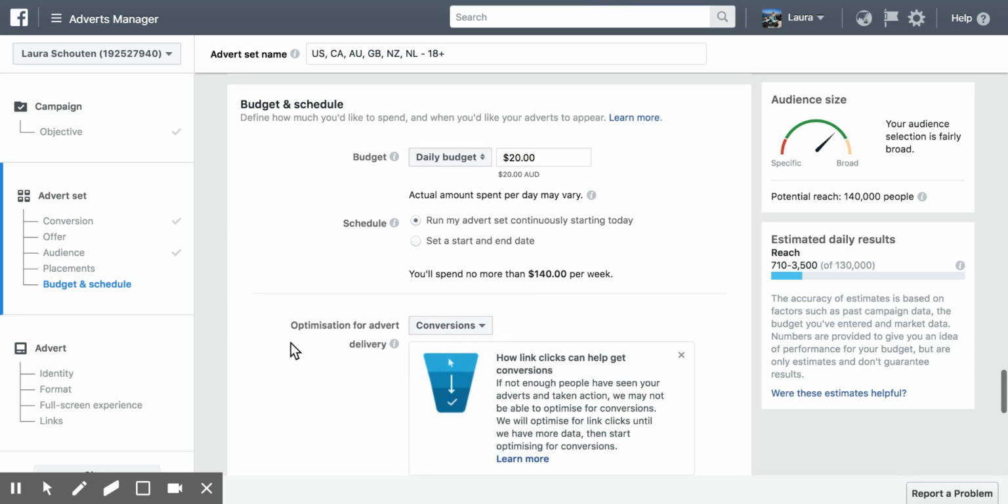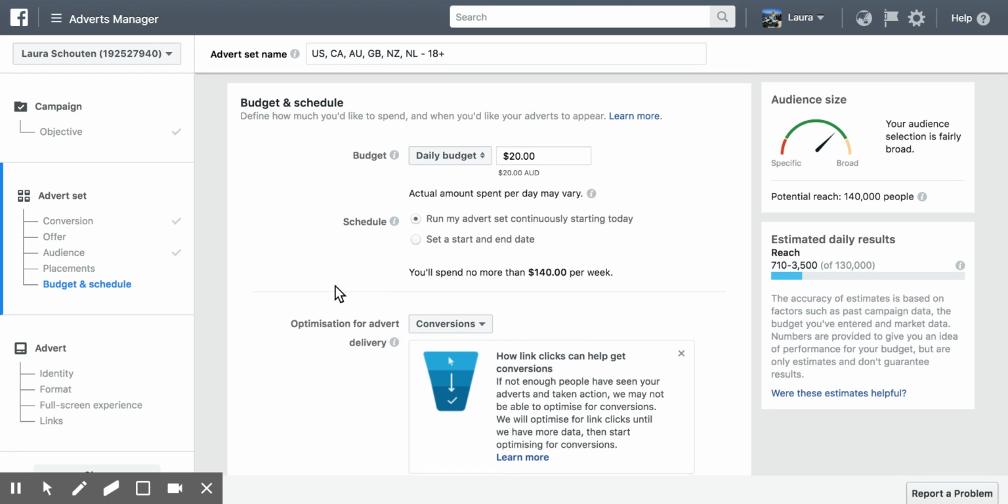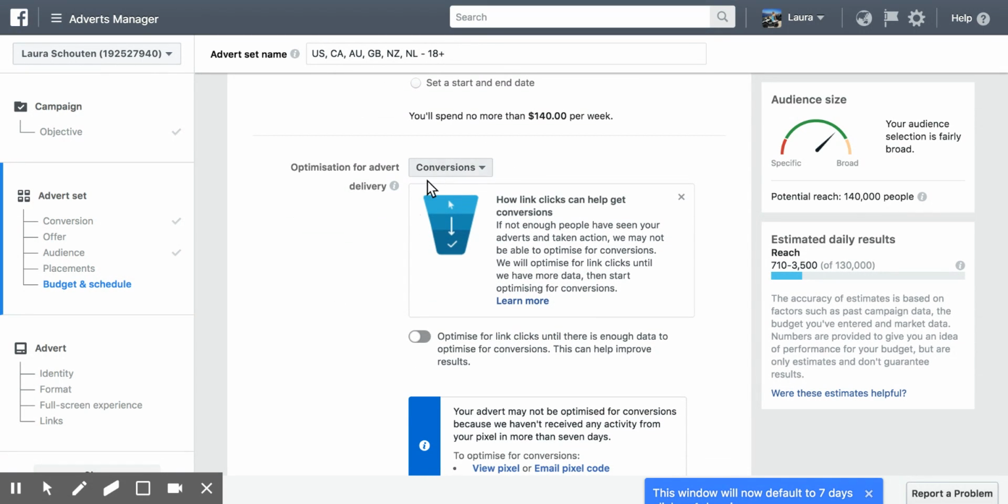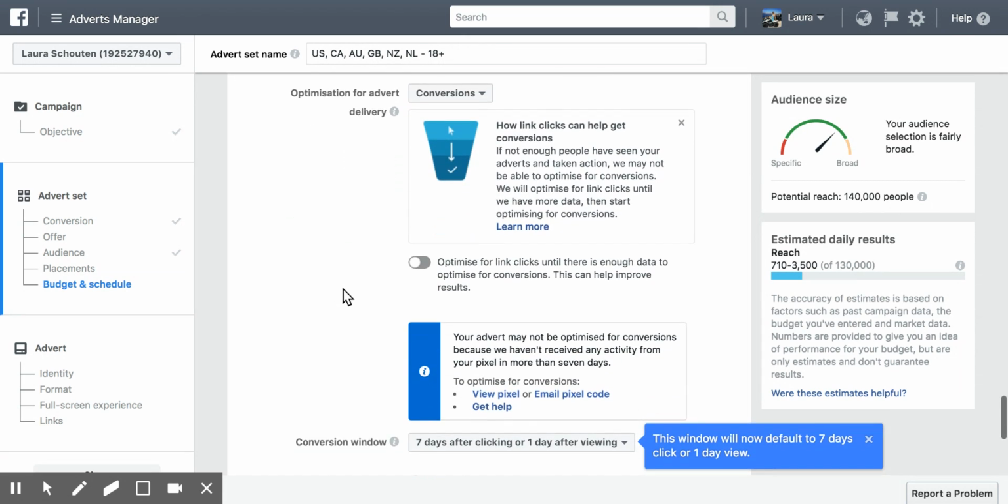Now, daily budget, I test on between $10 and $20 per day on a test ad, that is. If it's a winning ad, different story. Start on conversions. I don't like starting on link clicks. It doesn't really work well for me.